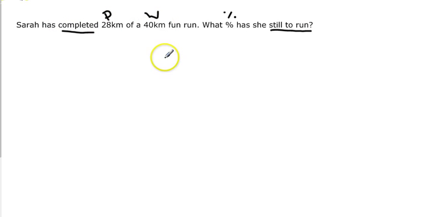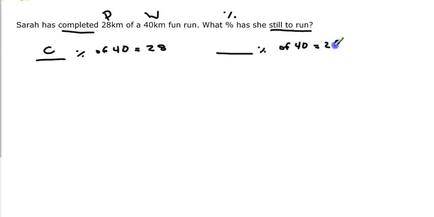So there's a couple key words in here. So I can set up one of two number sentences. And I'm going to use, it's blank percent of 40 is equal to 28. And this number sentence stands for, and I'm going to put a little C in here for completed, she completed this percent of 40 is 28. Then I have another number sentence I can use. Percent of 40 equals 12. And the reason I'm using 12 is because this is how much she has left to run. So I'm going to put LR percent for left to run. If I add together 28 plus 12, I get 40. And that's the total amount.